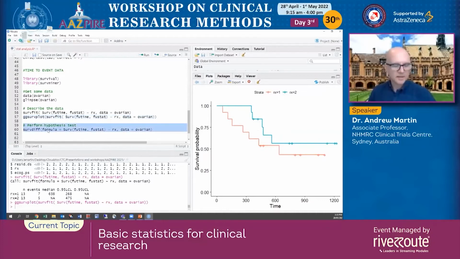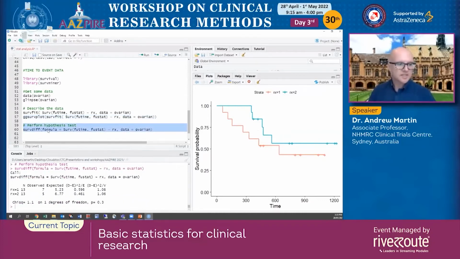We can go on and do our hypothesis test. In this case, it's a log rank statistic, and we are basically comparing the distribution of the events across the 2 arms and looking at what would be expected under the null hypothesis of no effect versus what was actually observed. So these O's and E's here in the output relate to the observed versus the expected. We've got our test statistic here of 1.1 and a corresponding p-value of 0.3.